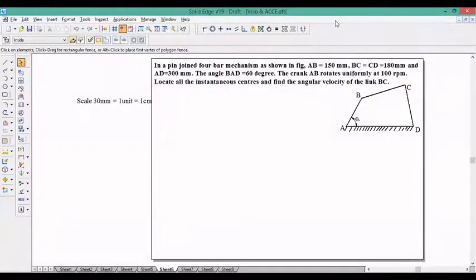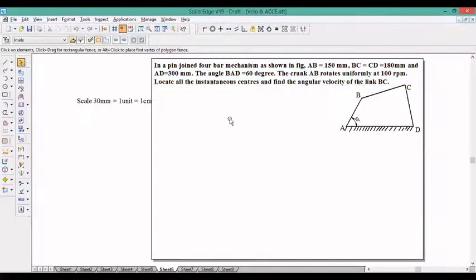So last class we discussed the theory aspect of velocity and acceleration analysis of mechanism by instantaneous center method. So in this class, let us learn some problems related to instantaneous centers method. Here we have a problem.